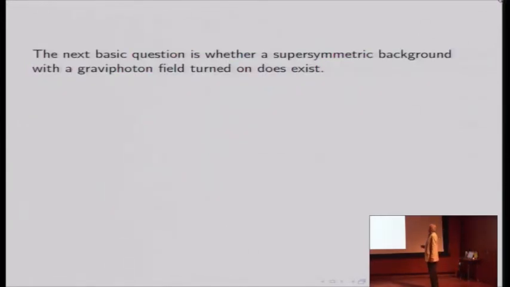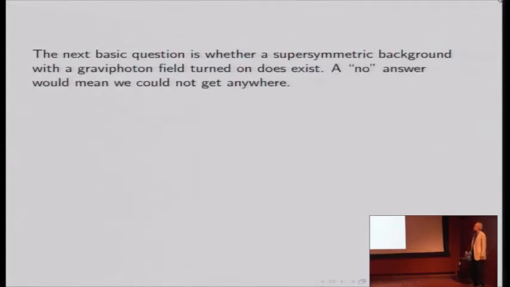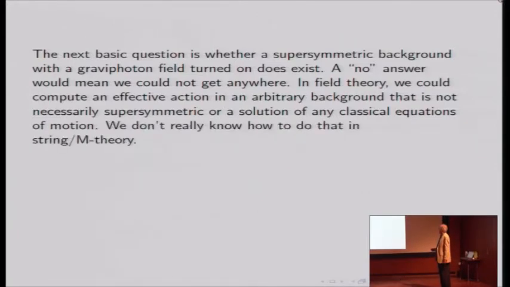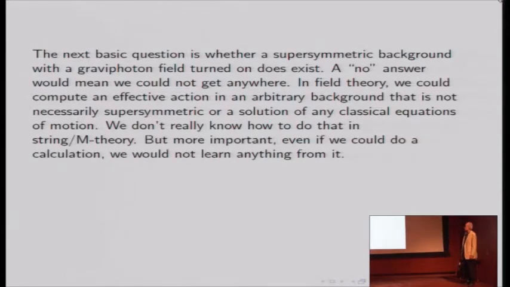The next basic question is whether a supersymmetric background with a graviphoton field turned on does exist. A no answer would mean we could not get anywhere. In field theory, we could compute an effective action in an arbitrary background that's not necessarily supersymmetric or a solution of any classical equations of motion. Now, one problem is we don't really know how to do that in string/M theory, but that's actually not the worst problem. The worst problem is that even if we could do such a calculation, we couldn't learn anything from it.